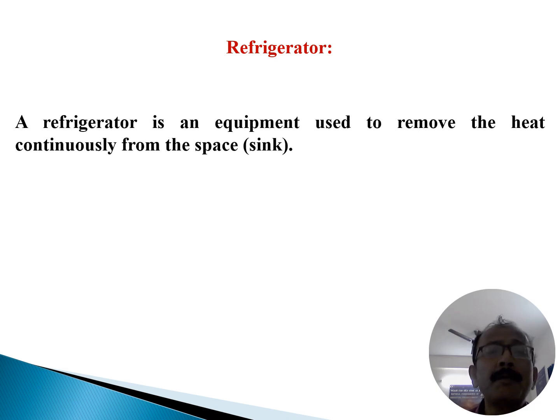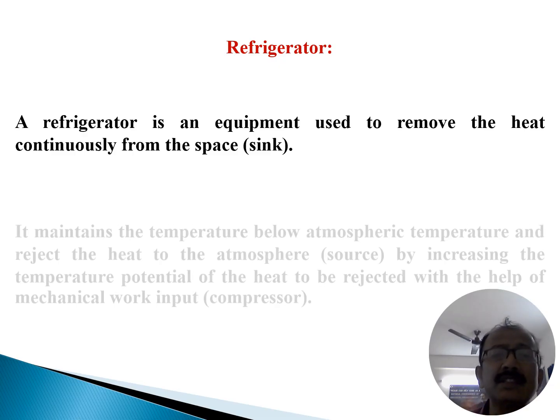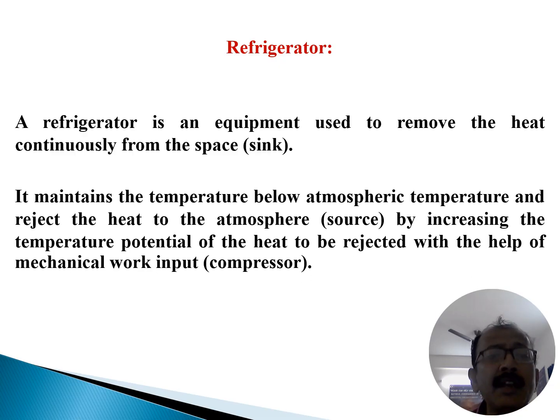Now, refrigerator. A refrigerator is an equipment used to remove the heat continuously from the space. That space is called the sink. It maintains the temperature below the atmospheric temperature and rejects the heat to the atmosphere, that is called source, by increasing the temperature potential of the heat to be rejected with the help of mechanical work input.